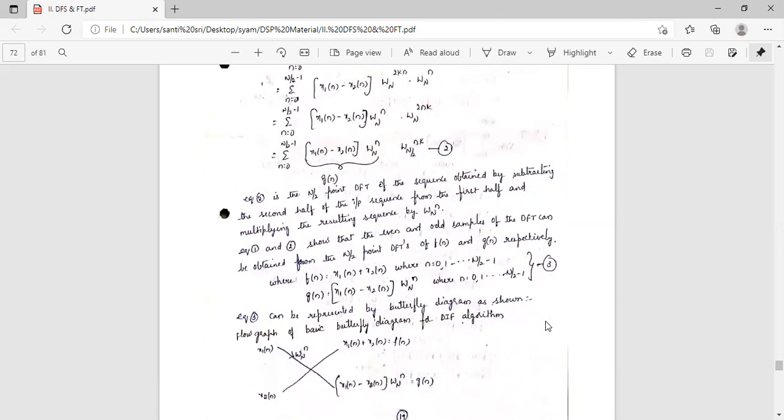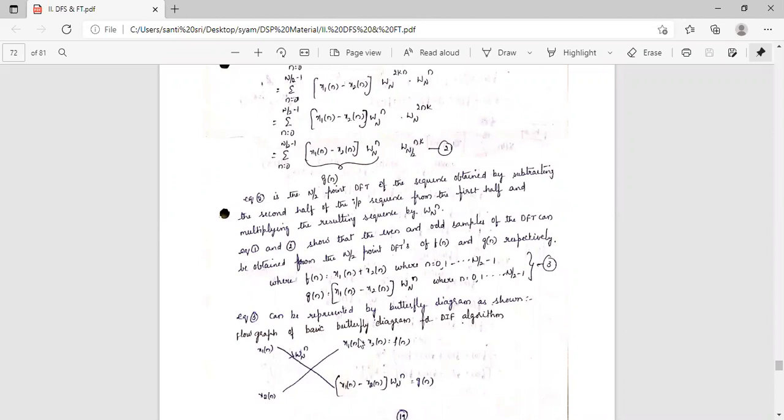So equation number 3 can be represented by a butterfly diagram. In DIF FFT also we will represent the butterfly diagram. So here the butterfly diagram can be represented like this. As shown, the flow graph of the basic butterfly diagram for the DIF algorithm is this: this is x1 of n, this is x2 of n, and this weighing function W_N power n will be at here, whereas in DIT, it will be at here.